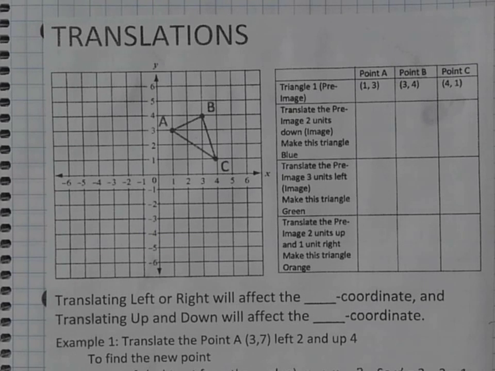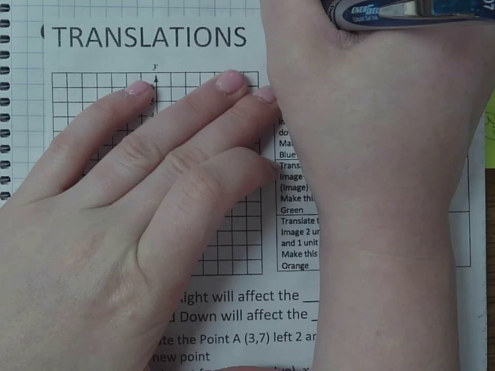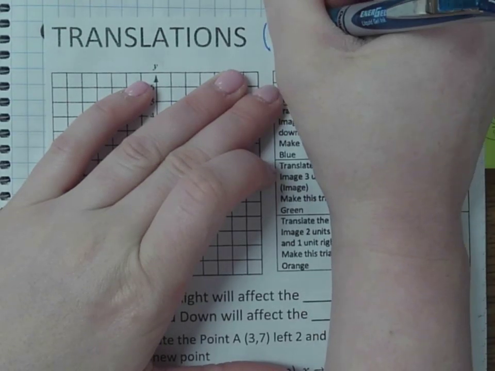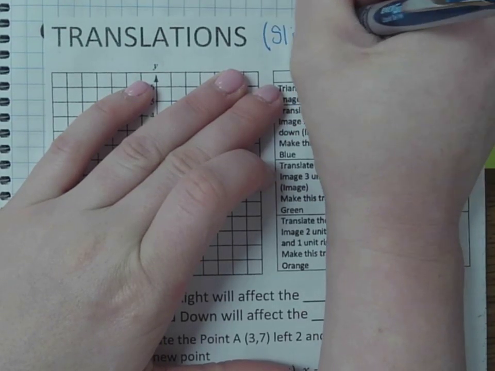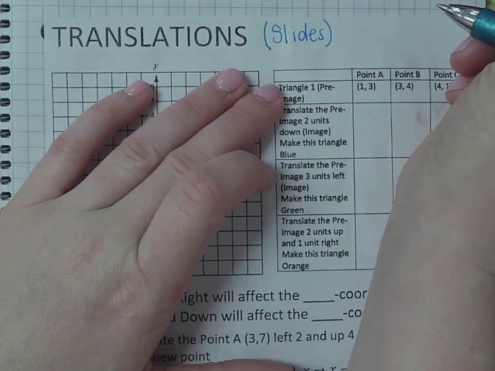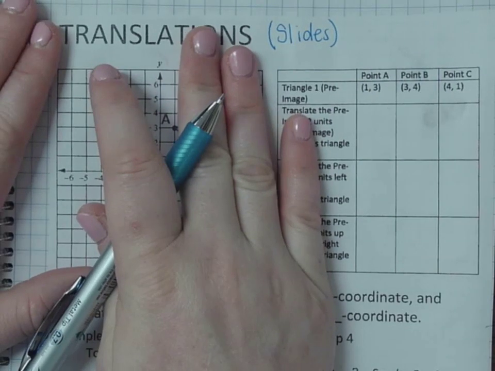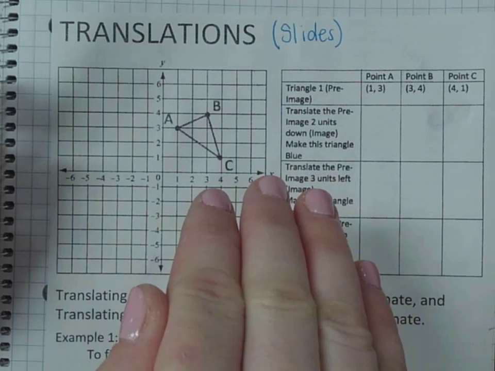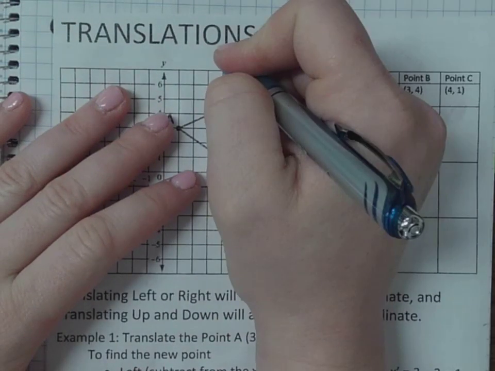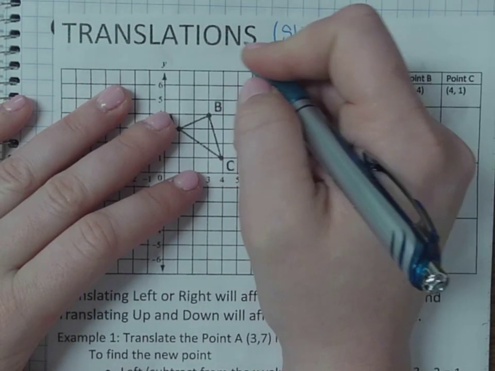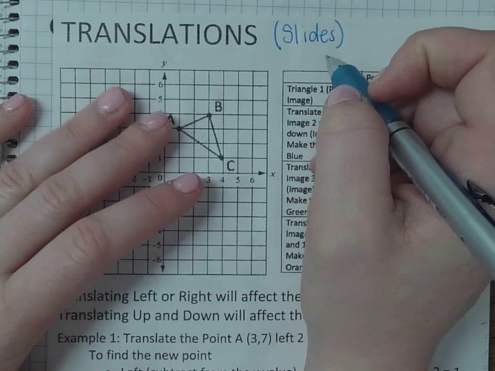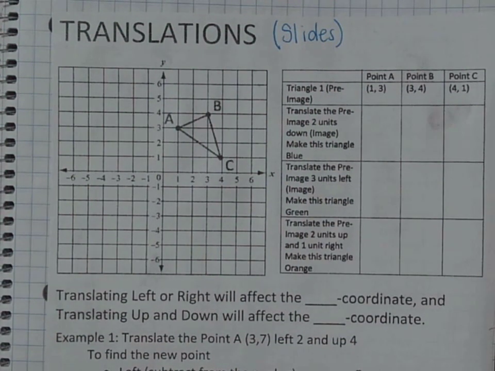Okay, so translations. What we're going to see about translations, I always think of them as slides. Like if you think about a slide, you're going down a slide. You're just moving from the top of a slide down to the bottom of the slide. So you're just moving.